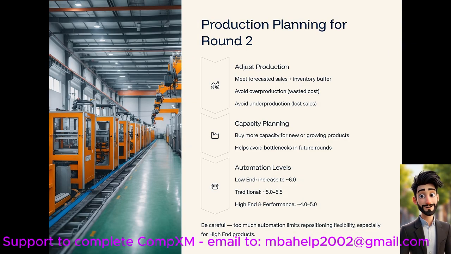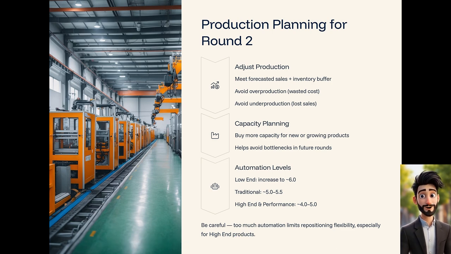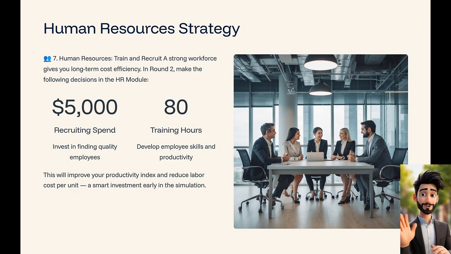Tip 6: Adjust production, capacity and automation. Once your forecast is done, go ahead and plan your production. Here's what to do. Adjust production to meet forecasted sales plus inventory buffer. Make sure you don't overproduce, which leads to wasted cost. Make sure you don't underproduce, or you lose sales. Buy more capacity for new or growing products. This helps avoid bottlenecks in future rounds. Recommended automation levels: low end, increase to 6.0; traditional, 5.0 and 5.5; high end and performance, 4.0 and 5.0. Be careful. Too much automation limits repositioning flexibility.